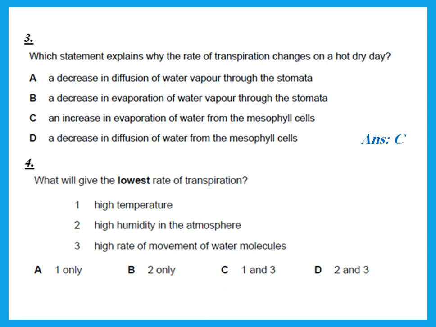What will give the lowest rate of transpiration? What would make the rate of transpiration low? High temperature? No, we said high temperature will increase the rate. High humidity? Yes. High rate of movement? No. So my answer is high humidity. This is the one that will give the lowest rate of transpiration.